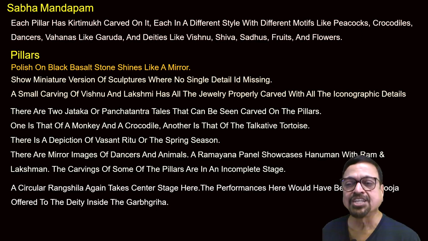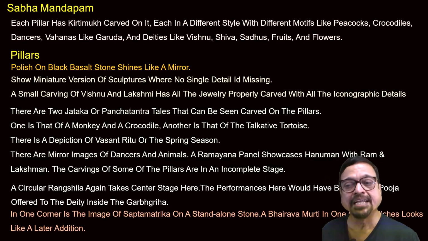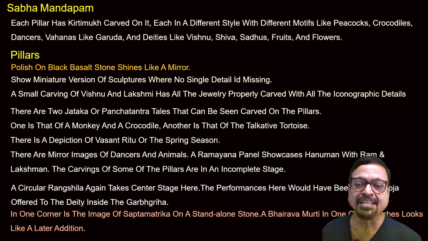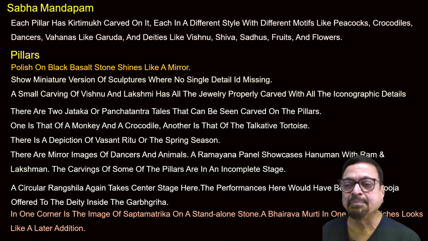A circular Rangashila again is seen here, but it is to perform the holy pujas, then yajnas and all that thing. Usually this would have been otherwise a place for Nandi. In the corner of the image of Saptamatrika is a standalone we will see the Saptamatrukas, but they are with 2.